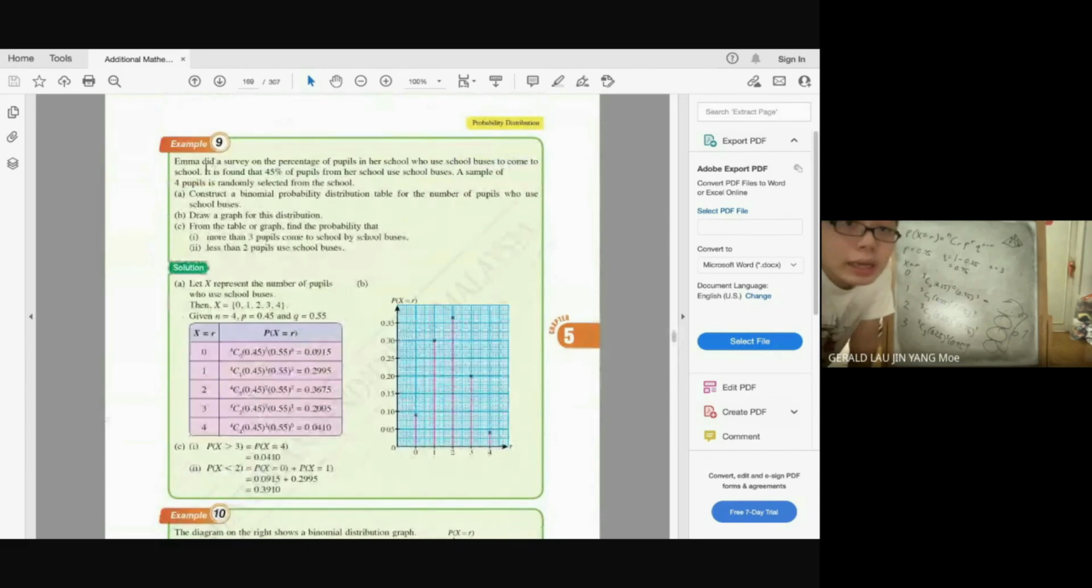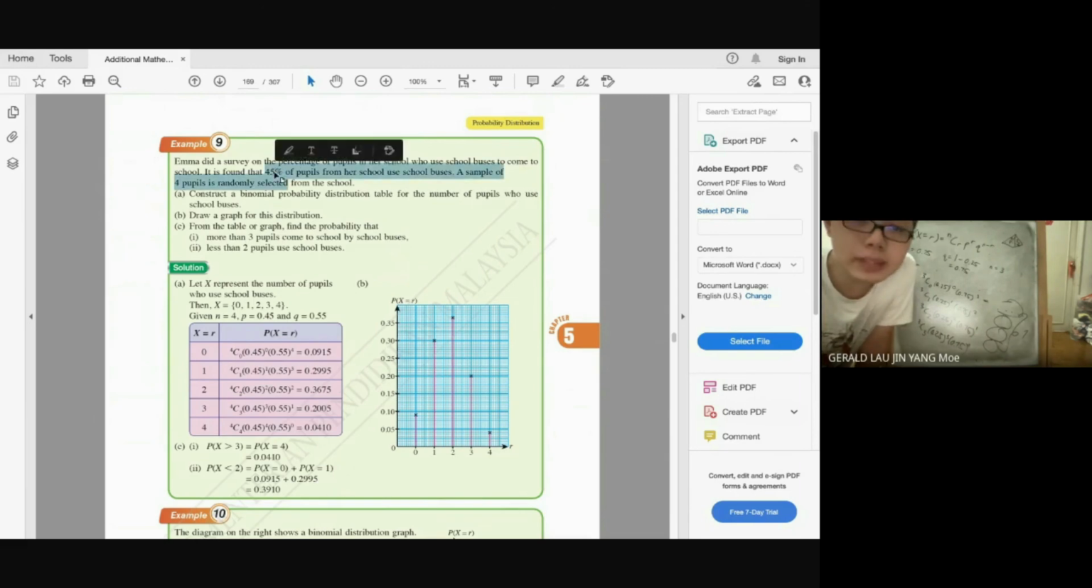Okay, so Emma did, from the question, always dissect your N, always dissect your R, dissect your P, dissect your Q, analyze and take it out. Emma did a survey on the percentage of pupils in a school who use school buses to come to school. It is found that 45% of pupils from school use school buses. Now remember, sometimes they can give you percent. You must always convert to decimal. So 45 divide 100 is 0.45. So 0.45 is using school buses. This is your P.